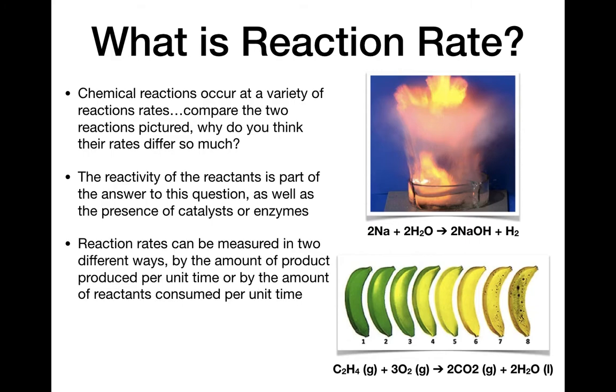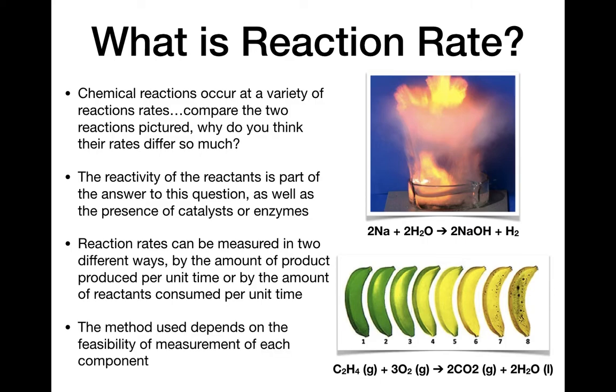And we can measure reaction rate in a couple of different ways: by the amount of product we're producing per unit time, or by the amount of reactants consumed per unit time. Either of these will give you the same thing because, of course, the reactants will become product. So either way you measure it is still going to be accurate to that particular chemical reaction.